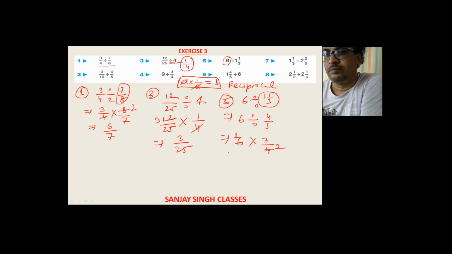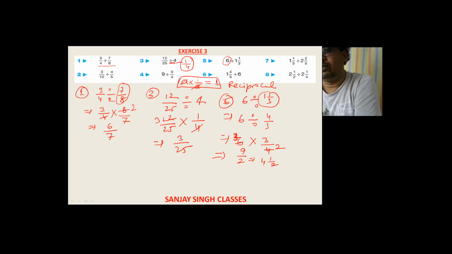Sorry, 2 3 ja 6 here, not 2. 2 3 ja 6 and 2 2 ja 4, and it will give us 9 by 2. Again further we will convert it into a mixed fraction. So 4 1 by 2. Okay, 4 2 ja 8 1, 9 by 2. So it will become 9 by 2. Right. Okay. Then this question was the 5th question.